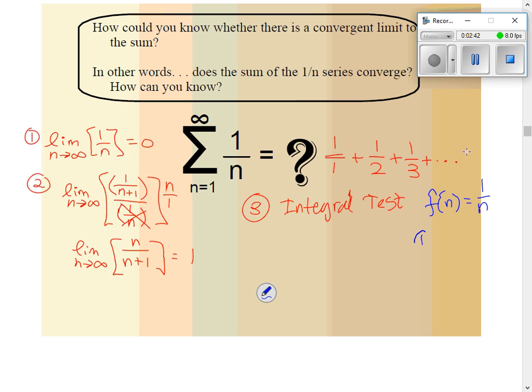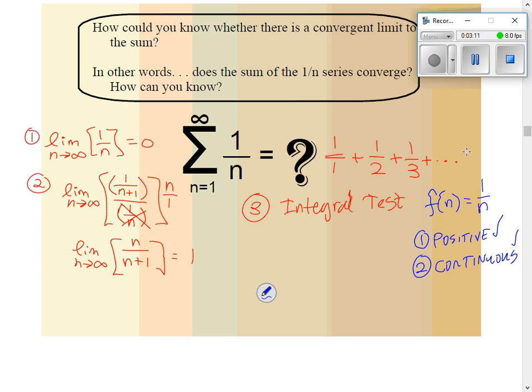3 things have to be true. It has to be positive for all terms. Is it positive for all terms? Yeah, it's 1, it's 1/2, it's 1/3, it's 1/4, so we can say check. Is it continuous on the interval? Meaning, are there any vertical asymptotes potentially, or holes? No holes, no vertical asymptotes.